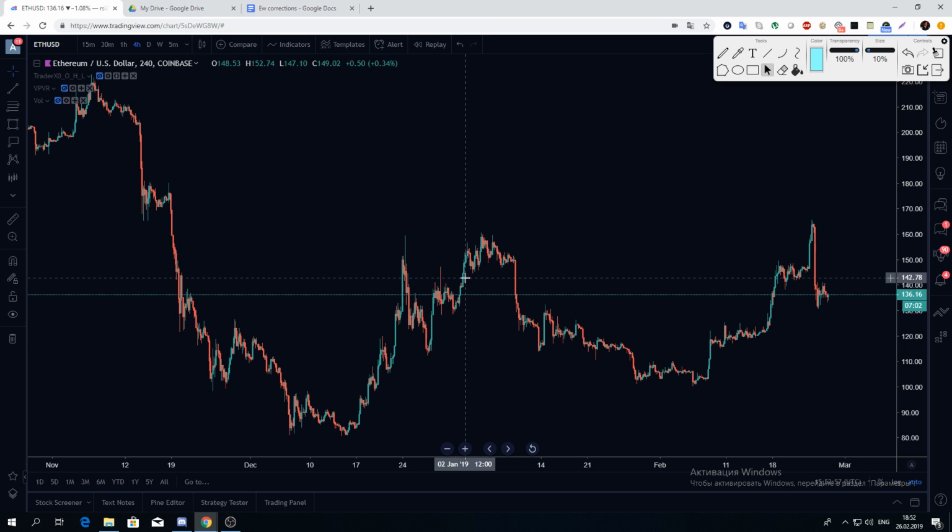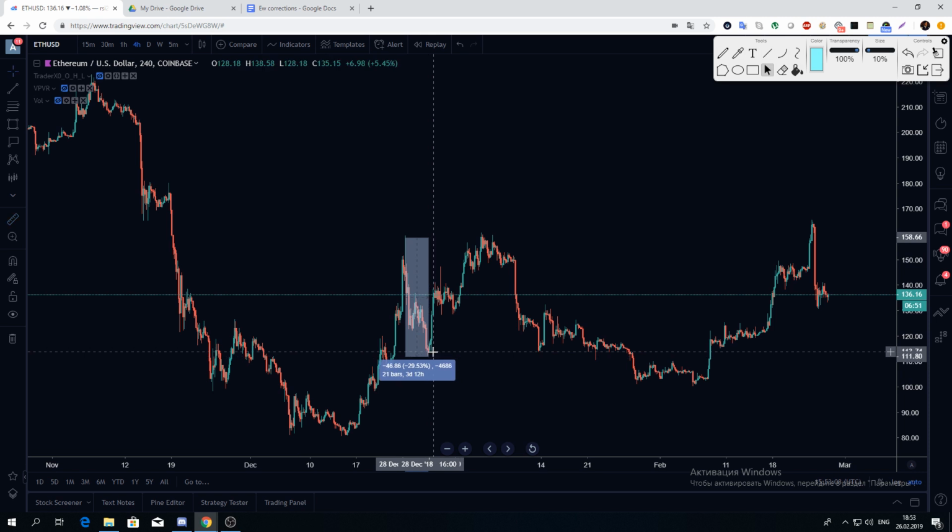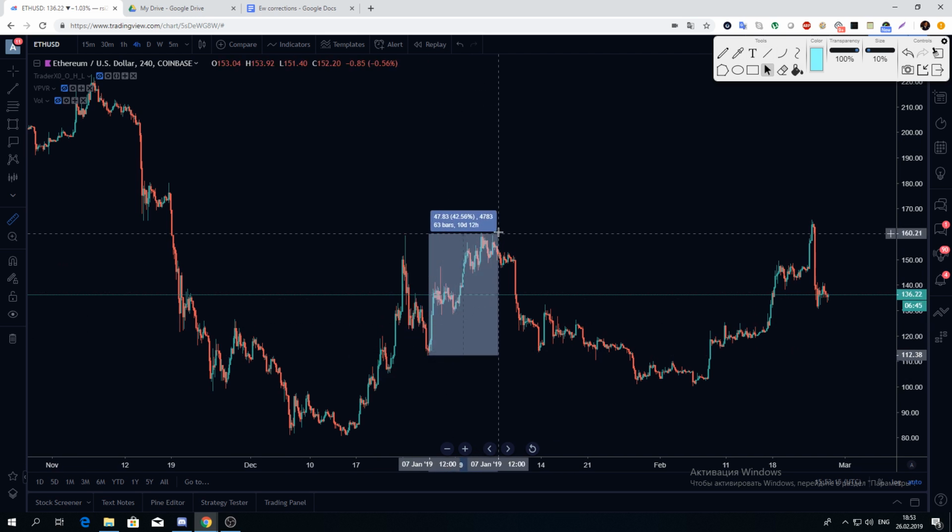Now, when you're dealing with a correction, you should pay a lot of attention to time. And you should understand that, for example, a move that has taken 3 days and 12 hours, let's say 4 days, to move X amount of price, and the move that has taken 3 times the amount of time to move the same amount of price, are different in strengths. The second one being weaker, evidently.